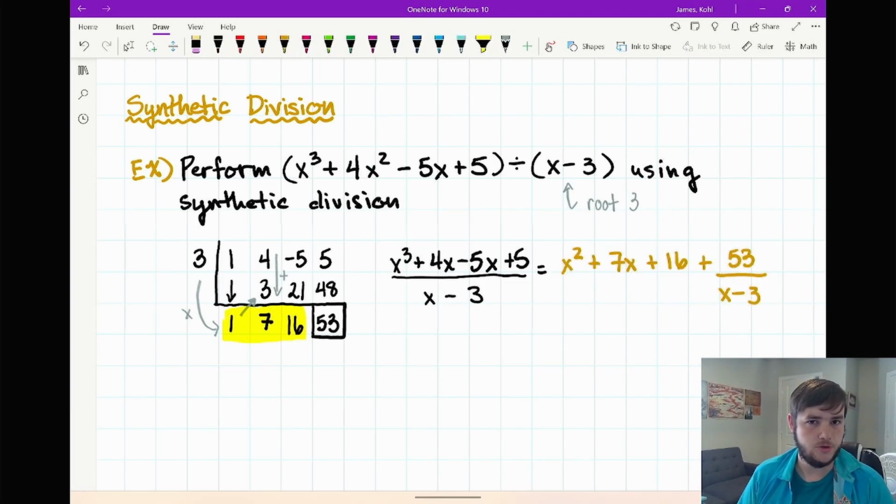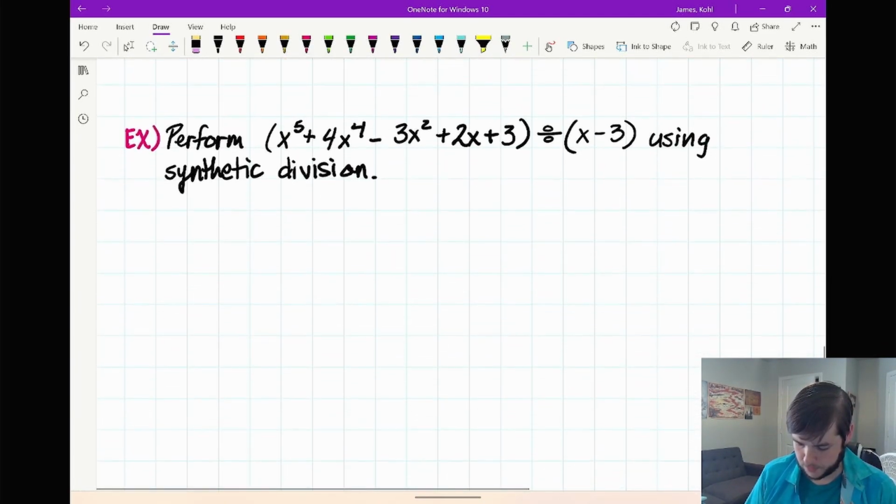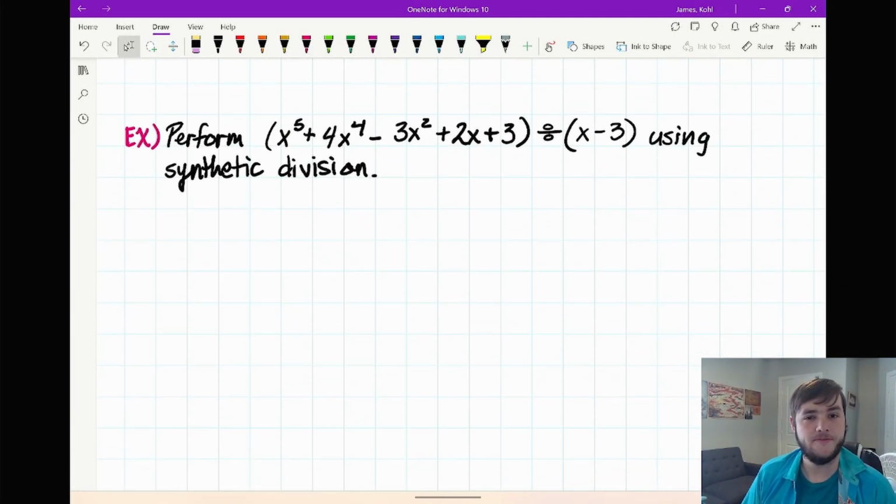I know this is a little tricky, so let's try another problem together. Let's perform x to the 5th plus 4x to the 4th minus 3x squared plus 2x plus 3 divided by x minus 3 using synthetic division. I'd like you to pause the video here to see if you can at least set up the problem on your own, and if you feel the courage, give it a shot.